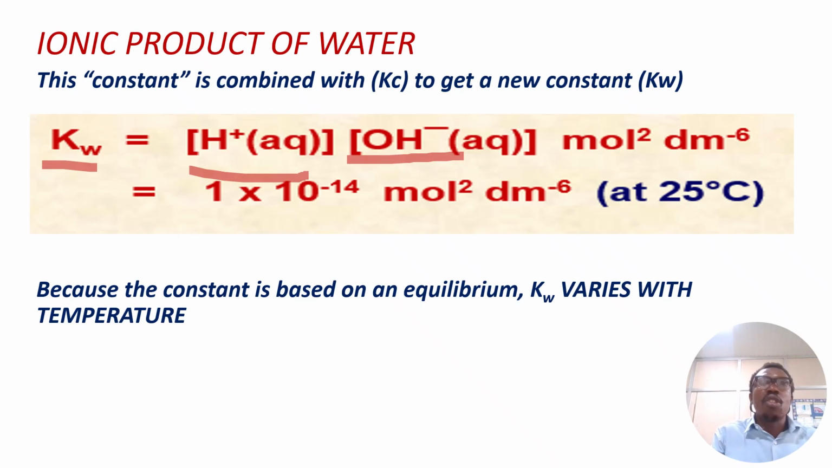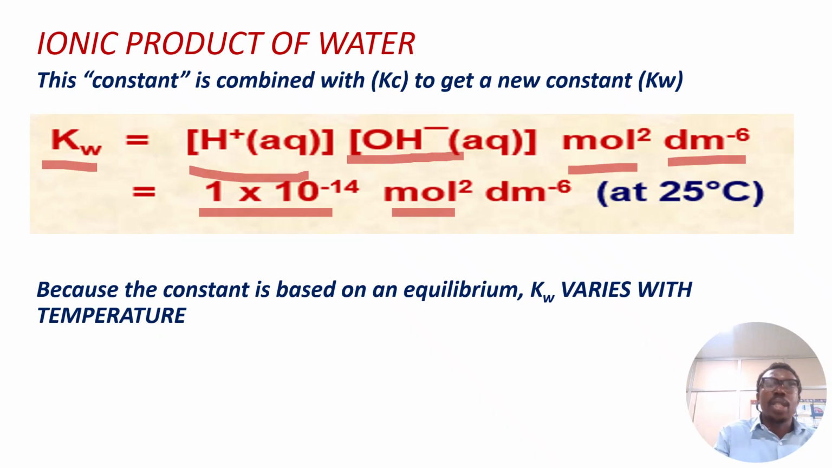And the concentration of hydrogen ion is in mole per dm³. The concentration of hydroxide ion is in mole per dm³. So the unit for Kw is mole square dm minus 6. And it's a constant, so the value is equal to 1 times 10 raised to the power minus 14 mole square dm minus 6 at 25 degrees Celsius.